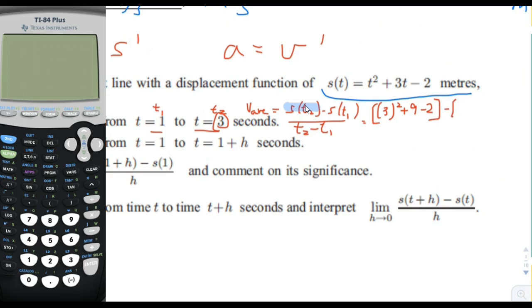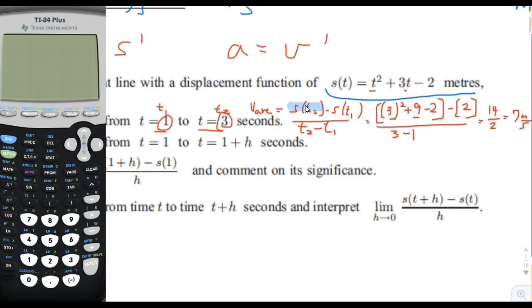What about our s(t1)? We're going to put 1 in for t squared and t here, so we'll get 1 plus 3, which is 4, minus 2, which is 2. And so that's our numerator. What about our denominator? Our denominator simply has t2, which is 3, and t1, which is 1. So let's simplify that. We have 9 plus 9, 18, minus 2 is 16, minus 2, which is 14, and we divide by 3 minus 1, which is 2, and that will give us 7 meters per second.